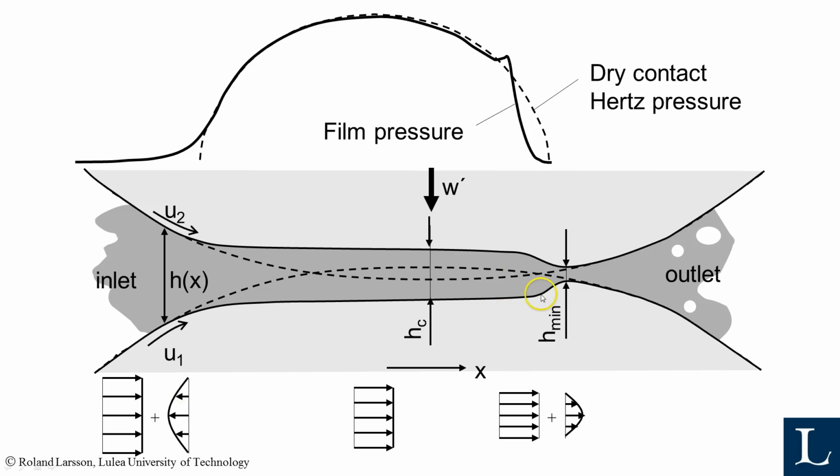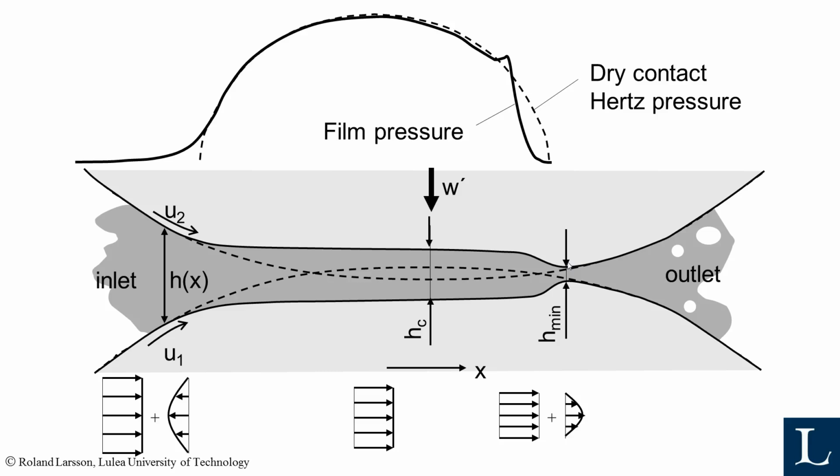But in the outlet, you have a Couette profile. The surfaces want to push out the lubricant from the contact, while the pressure gradient also wants to do that. So in order to get the same flow in the outlet as in the inlet, you really must have a thinner film in the outlet.